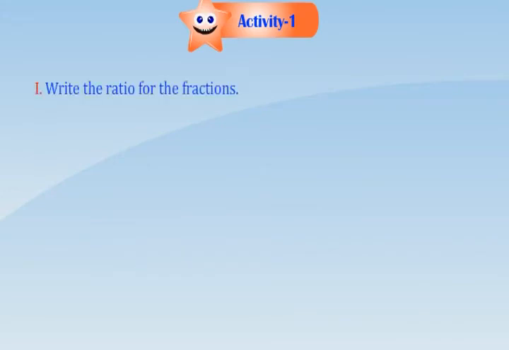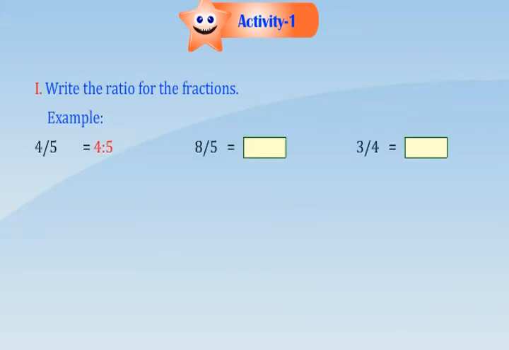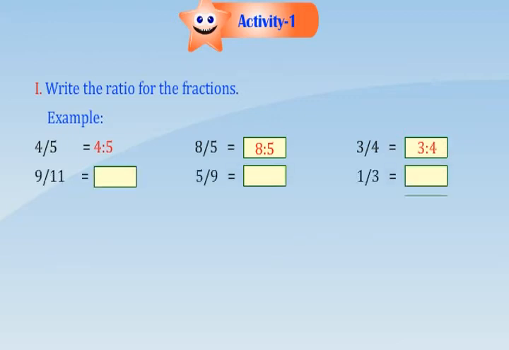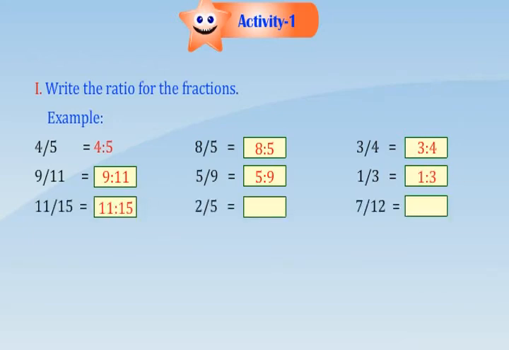Activity 1. Write the ratios for the fractions. Example, 4 by 5 is equal to 4:5. 8 by 5, 3 by 4, 9 by 12, 5 by 9, 1 by 3, 11 by 15, 2 by 5, 7 by 12, 4 by 7, 7 by 10.